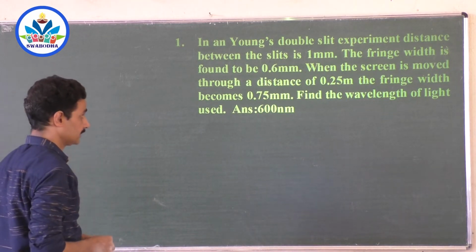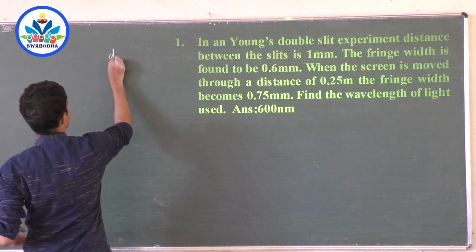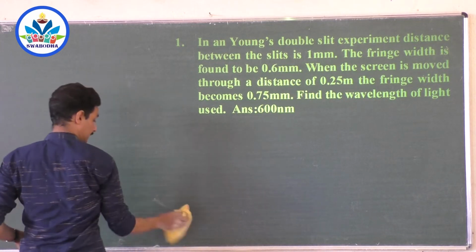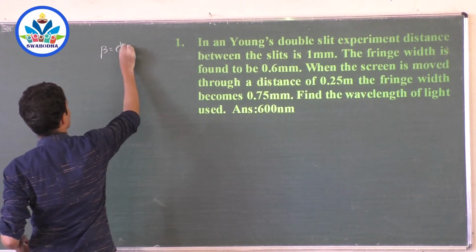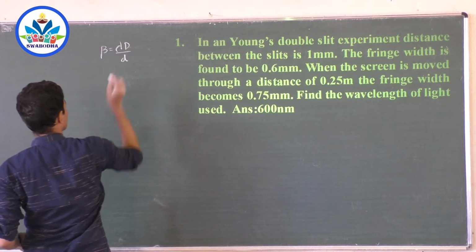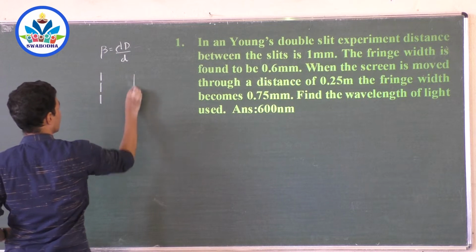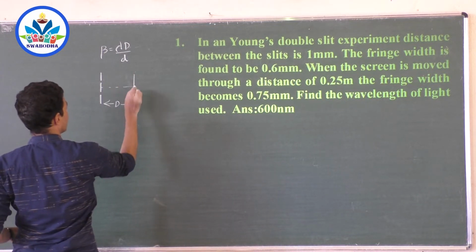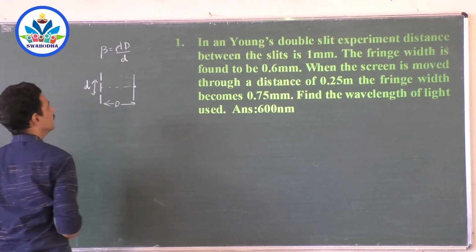In a Young's double slit experiment, the distance between the slits is 1 millimeter. So is it small d? You know the formula, fringe width beta is equal to lambda D by d. Capital D is the distance between the slits and the screen, right? This is the place where the central bright fringe is produced, and this is small d. You know all these things.